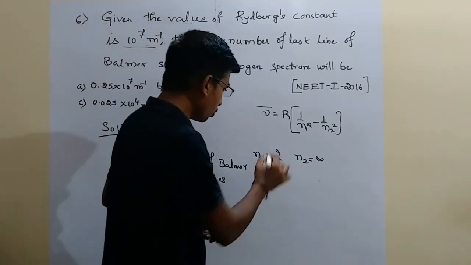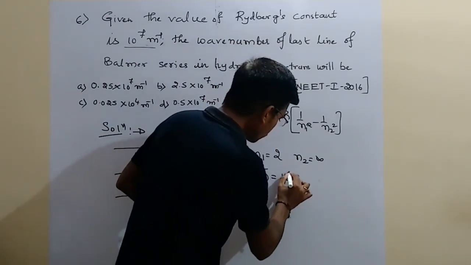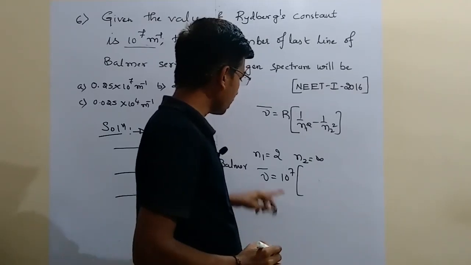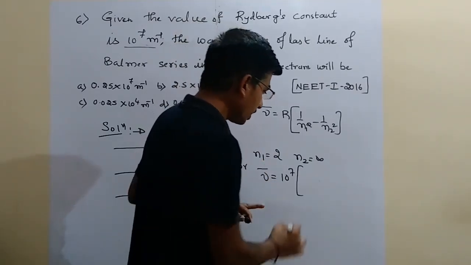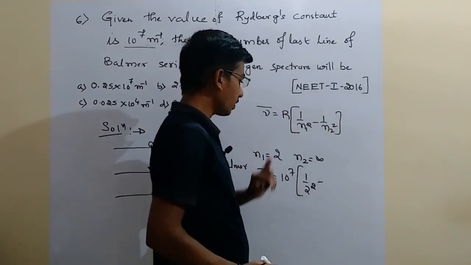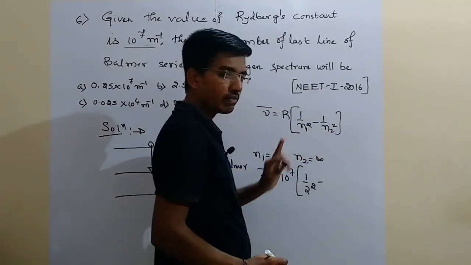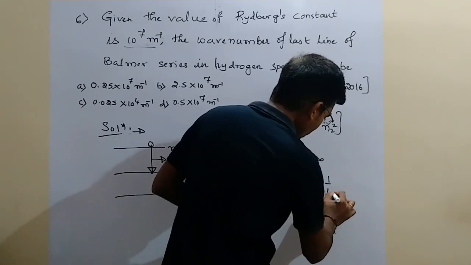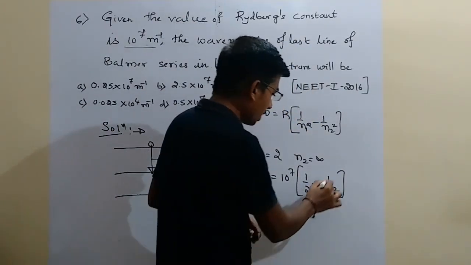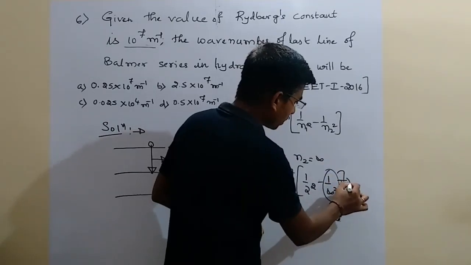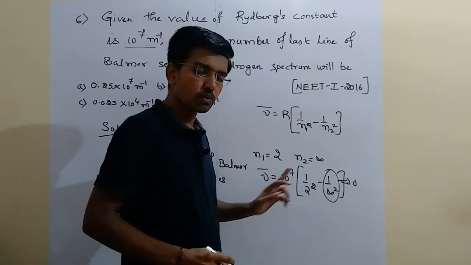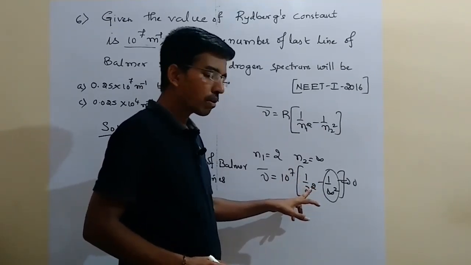Substitute nu bar is equal to 10 raised to 7 into 1 upon n1 square. In the place of n1 substitute 2, that is 1 upon 2 square, minus 1 upon n2 square. In the place of n2 substitute infinity, that is 1 upon infinity square. You know that the value of 1 upon infinity square becomes equal to 0. The remaining thing inside the bracket is 1 upon 2 square, and 1 upon 2 square means 1 upon 4.